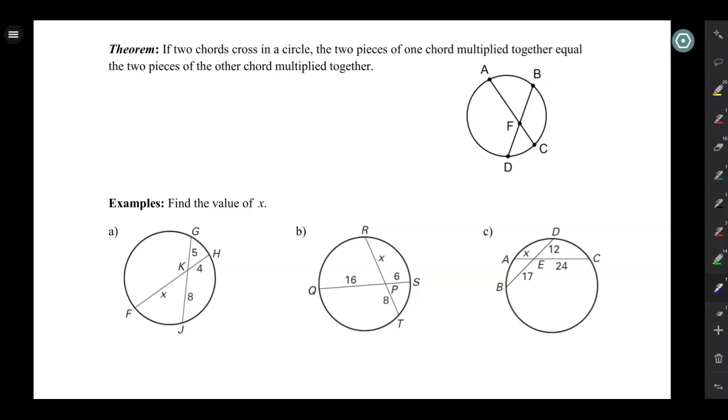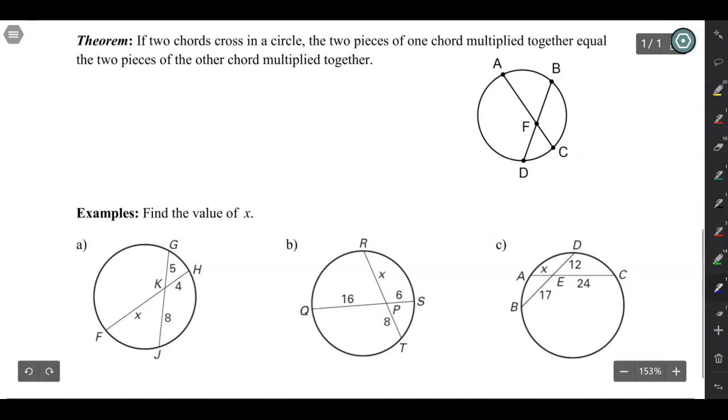So first important thing is that we have two chords in the same circle and they're crossing each other. And we can see that here with chords AC and BD. Then you'll see that where they cross, they break the chord into two pieces. So I'm just going to label these pieces, actually let's choose letters that we don't already have, as X, Y, Z, and N, I guess.